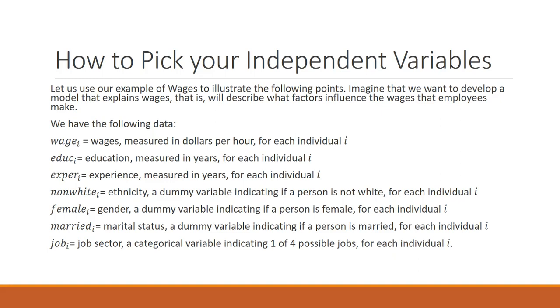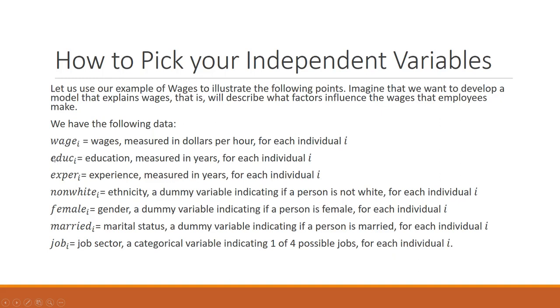Okay, so then let's look at our data set and begin thinking. All right, in our data set, we've got how many variables? We've got 1, 2, 3, 4, 5, 6, 7 variables in our data set. One is wages, that's wages measured in dollars per hour for each individual. One thing you'll notice here is I've got a little subscript, subscript i. What I'm using that subscript for is to indicate that there are different values for the variable wage for each individual i. So I give it a subscript i. It's an index.